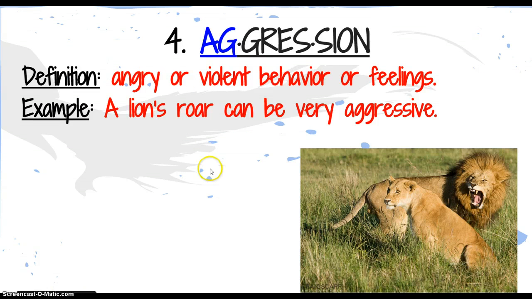The next word is aggression. You're going to separate the prefix from the base word by writing the word and then drawing a line after the prefix. Aggression. The definition of aggression is angry or violent behavior or feelings. Definition, angry or violent behavior or feelings. Example, a lion's roar can be very aggressive.